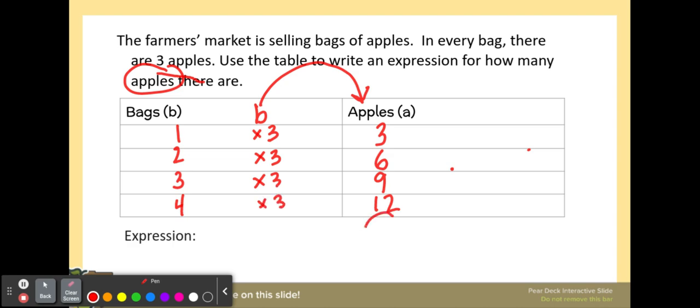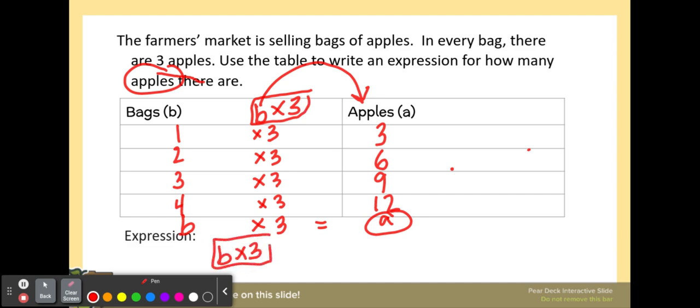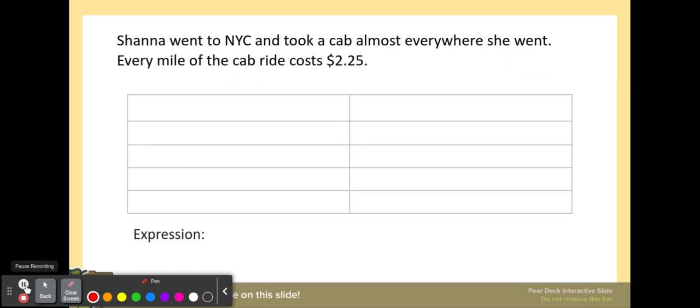So if I want to know how many apples there are when I don't know how many bags, I'm going to do bags times 3, and that's going to give me apples. So bags times 3 is going to be my expression. So I can even write that down here in expression. That way, when they tell me how many bags I do have, then I can figure out how many apples there are. And here's the last example for today.